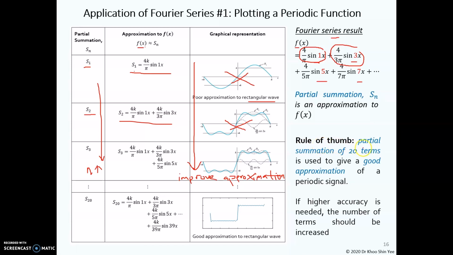As a rule of thumb, we can use the partial summation of 20 terms to give a good approximation. For example, let's say you take the partial summation of 20 terms, where you take the first term, add with the second term, third term, and so on until the 20th term. This is the result, and this result is approximate to the function that we want. If you want to obtain higher accuracy, then you should increase the number of terms. For example, you can choose 100 or 1000 terms to plot the rectangular function here.